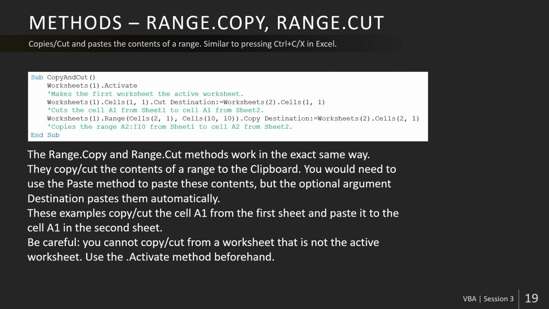There also is a method called paste that would paste the contents of the clipboard, but it is not very useful because you can use the optional argument destination to automatically paste the things you just cut. That is to say, with these examples, we are, in the same line of code, cutting a cell and pasting it elsewhere. Something to be very careful of is that you cannot copy or cut from a worksheet that is not the active worksheet. You have to use the .activate method beforehand to make sure that it is the active worksheet.